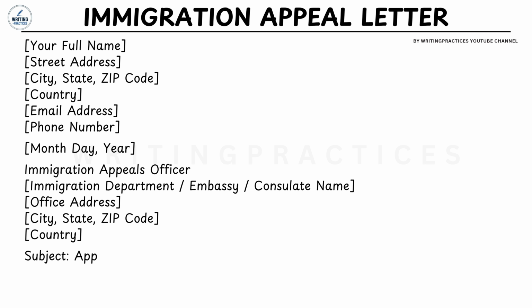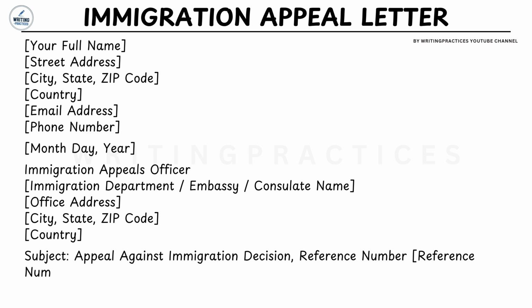Subject line. The subject line clearly identifies your appeal. This helps immigration officers quickly understand what your letter concerns. For example, subject, appeal against immigration decision, reference number APL-2026-45891. Always include your reference number exactly as it appears on the refusal notice. Salutation. This is your formal greeting. It keeps the letter respectful and professional. For example, Dear Sir/Madam. If you know the specific officer's name, use it. If not, this formal greeting is appropriate.